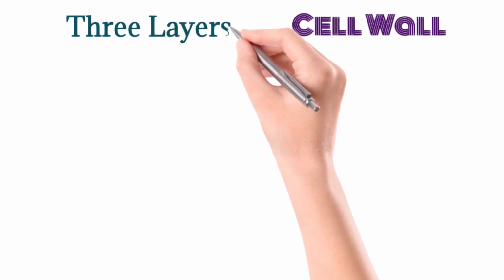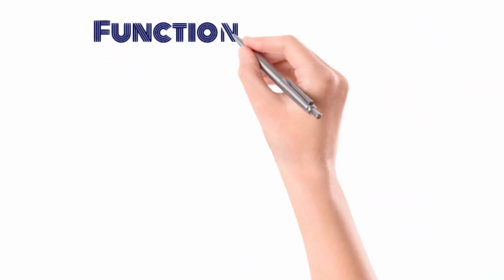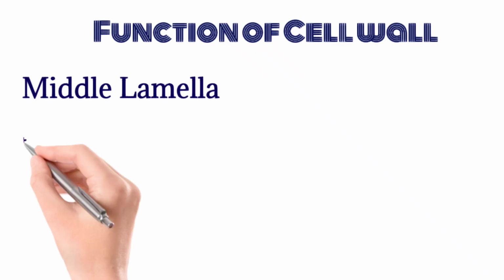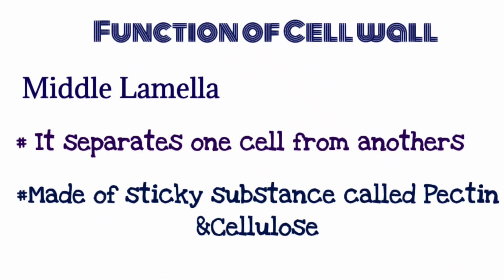Now we will discuss these 3 layers. It has 3 layers. This is the figure of these 3 walls. Number one is known as primary wall, another one is known as secondary wall, and in between them that is known as middle lamella. Plant cell contains these 3 walls. So now we are going to tell their functions. Number one is middle lamella. It separates one plant cell from another plant cell. It is made up of sticky substance that is called pectin and cellulose.